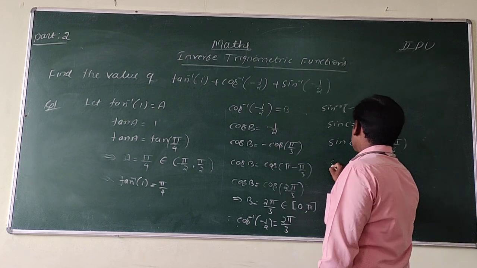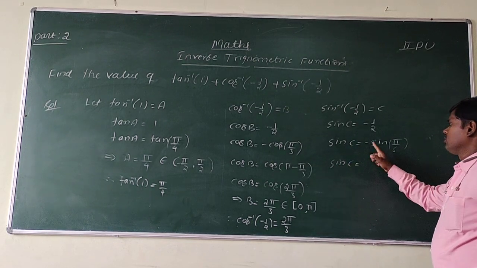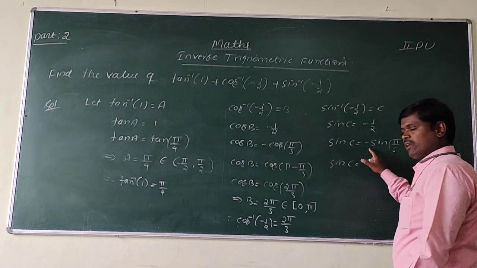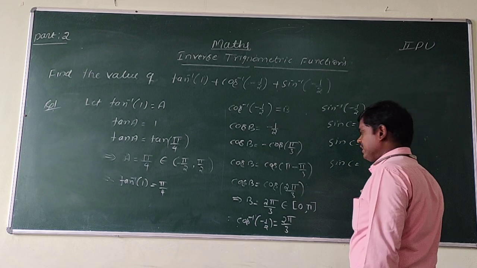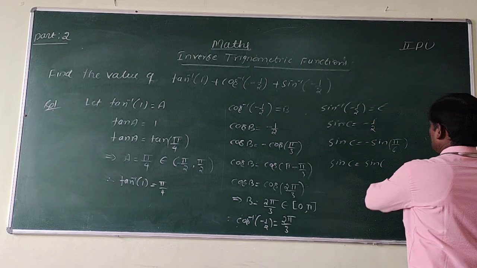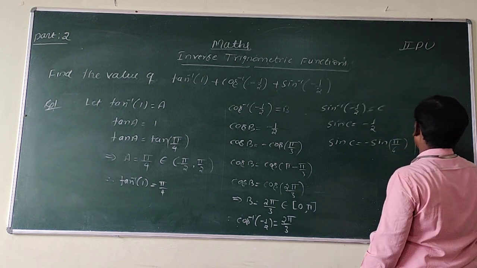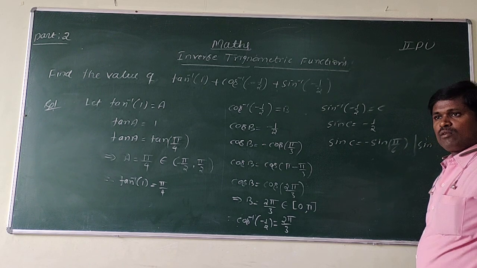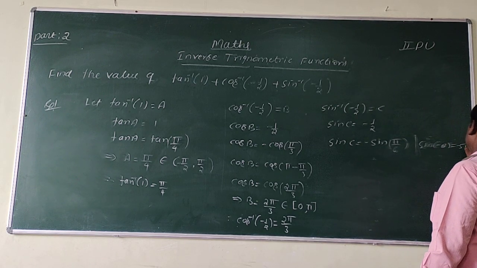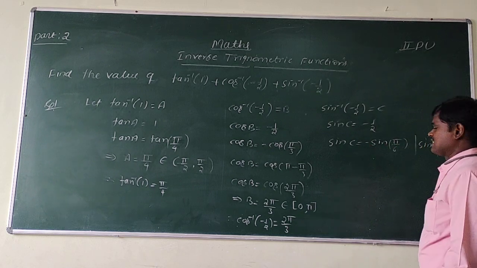So sin C is equal to minus 1 by 2; in which quadrant? Sin is negative in the third quadrant, so we could move to the third quadrant. But sin is also negative in the fourth quadrant, so it is better to take sin of minus theta, which is equal to minus sin theta. Therefore sin of minus of sin pi by 6.